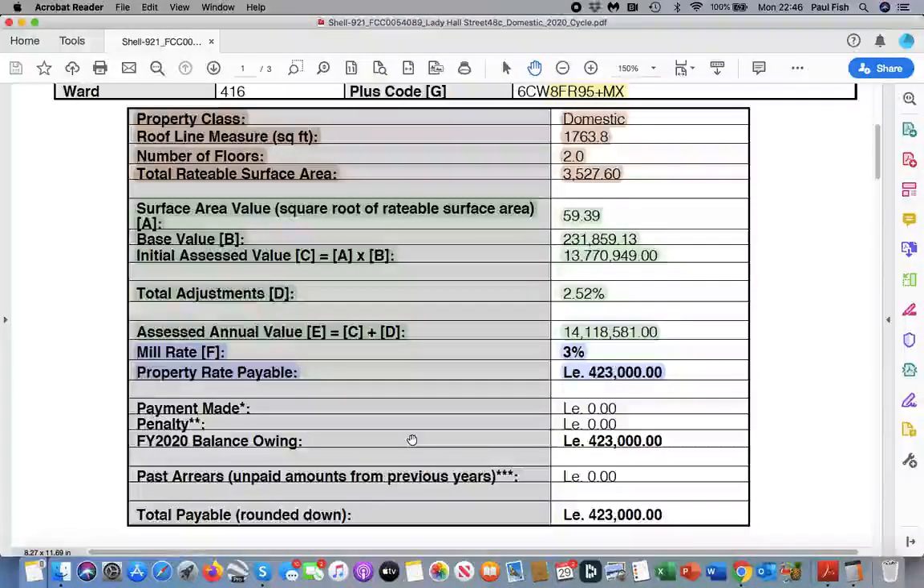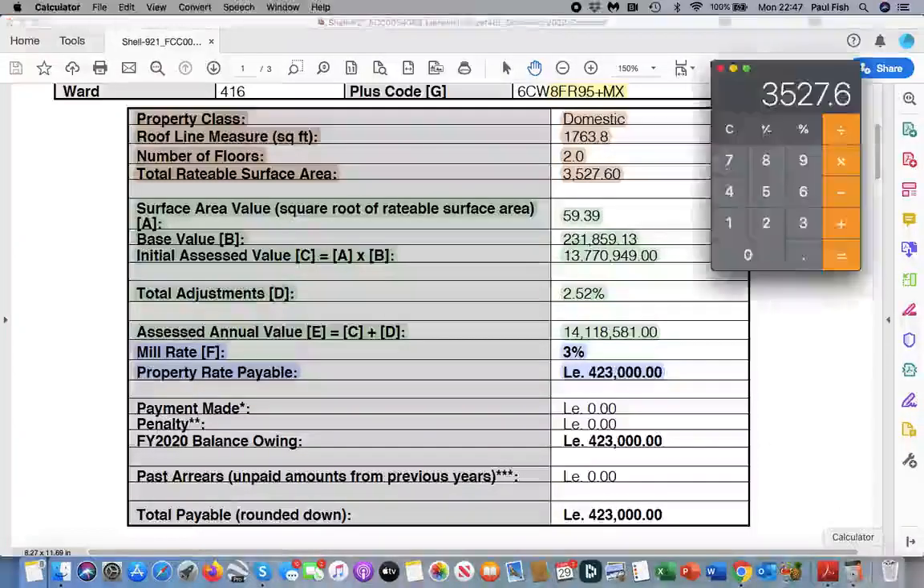We saw in the last video how the measurement of rateable surface area arrived at 3,527.6 square feet. We now reduce that to what are called surface area value points. The points are a simple calculation of square root. So 3,527.6 square feet is reduced to 59.39 points as its square root. I'll show you how that's calculated.